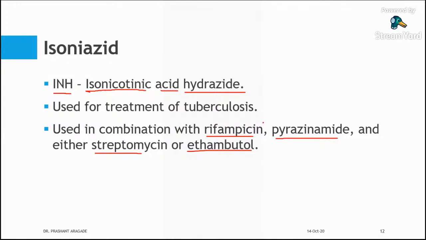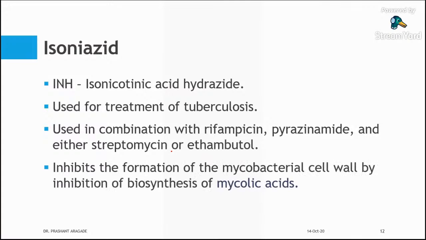So this isoniazide is combined with rifampicin, pyrazinamide, either with streptomycin or ethambutol. If ethambutol is used, streptomycin is not used. If streptomycin is used, then ethambutol is not used. But these two drugs are never taken in combination, that is, ethambutol and streptomycin. So what is the mechanism of action of this isoniazide? Isoniazide inhibits the biosynthesis of mycolic acid, which is the essential cell wall constituent of mycobacteria.